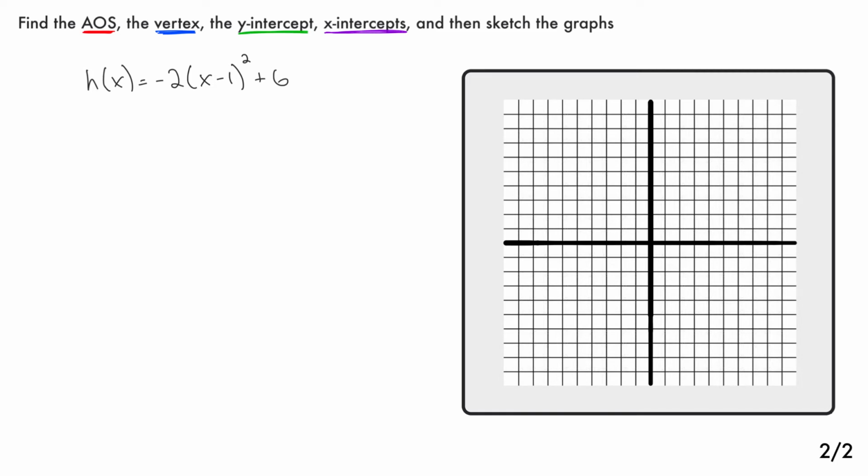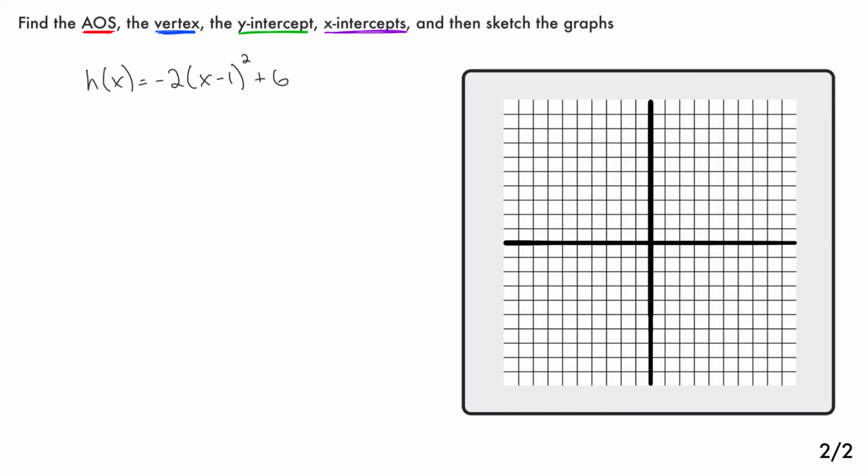Now, believe it or not, at least in my opinion, this is a lot easier than the last lesson. The last lesson was a lot more computationally challenging, specifically because factoring was involved, or potentially the quadratic formula. This is a lot more straightforward.